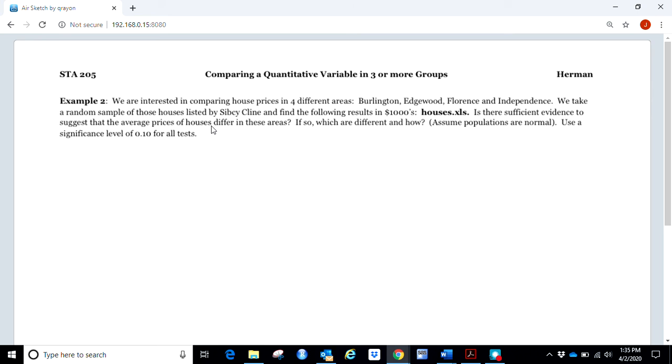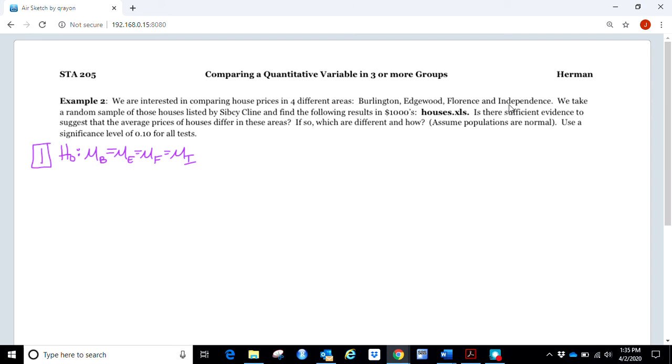So once we know we are doing an analysis of variance hypothesis test, I'm going to know the structure of my null and alternative hypothesis. My null hypothesis is going to be that all of the population means are equal to each other. Here we had the four groups that we were comparing, so I'm going to have four means that I'm going to use here. So my mean for Burlington will be the same as my mean for Edgewood, will be the same as my mean for Florence, will be the same as my mean for Independence.